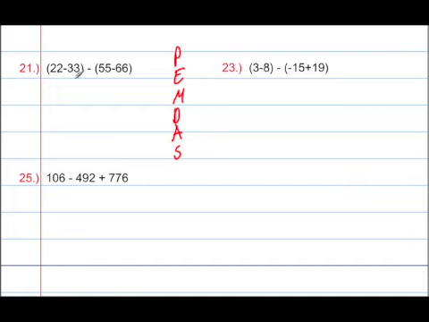Okay, so we have parentheses here. 22 minus 33, right? What is that? Well, negative 33 is bigger, so I know my answer is going to be negative. What's the difference between 33 and 22? Well, it's 11. So this is negative 11. I'm going to put my minus sign. Now I have to figure out my parentheses in here. 55 minus 66. 66 is bigger, so I'm going to say that this one's going to be negative as well. What's the difference? 11. So negative 11 minus negative 11.